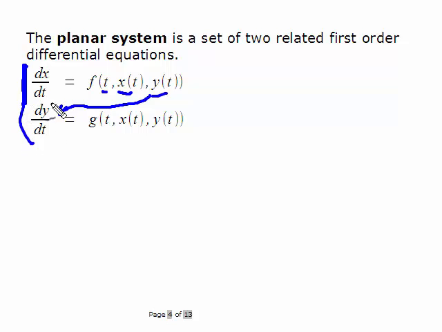And dy by dt is some function, a different function of t, and then of x of t, of the other variable, and then y of t itself. Sometimes they're uncoupled and there's no dependence of the y on x, no dependence of the x on the y, but that's just a special case. This is the general form for the system, a system of first order linear equations.